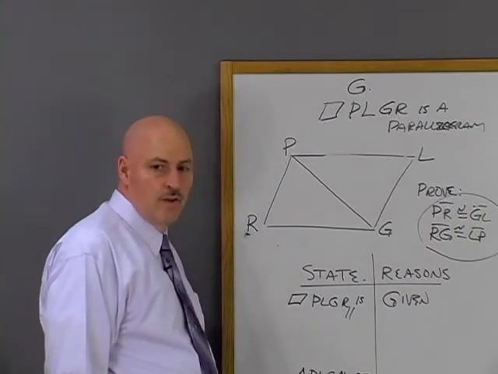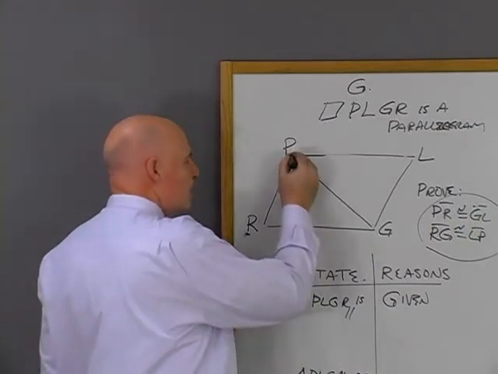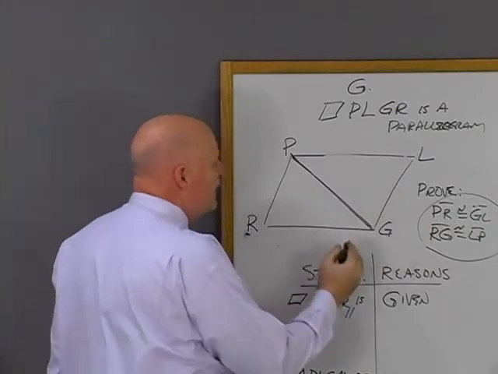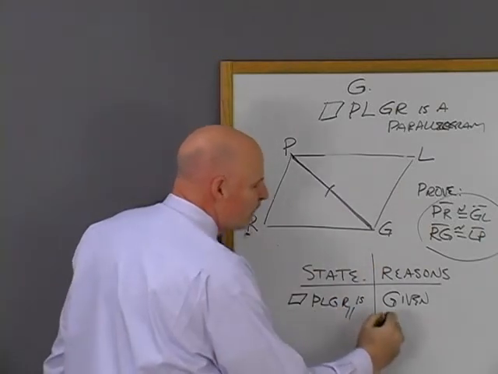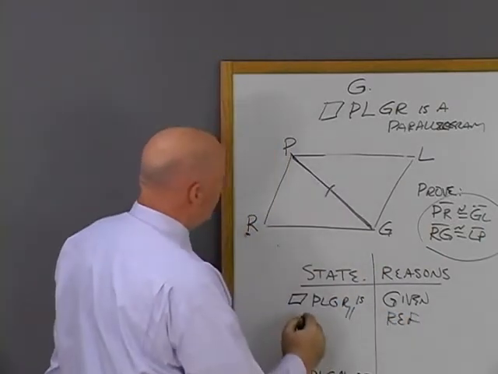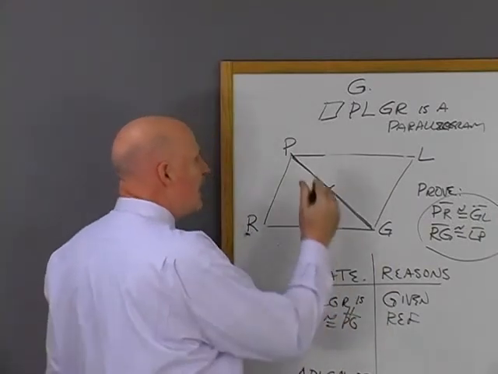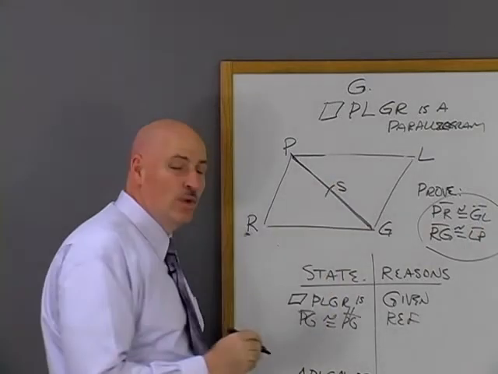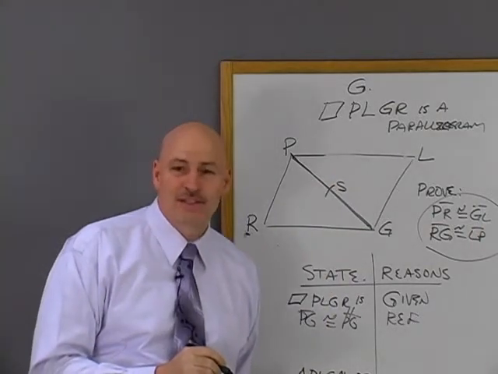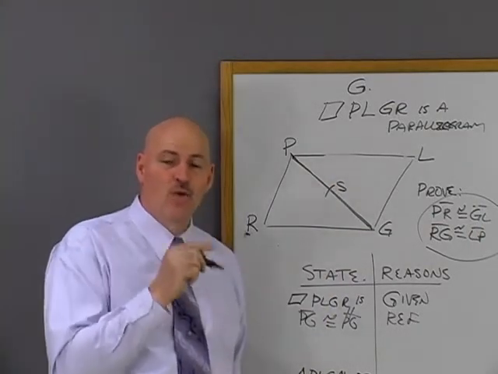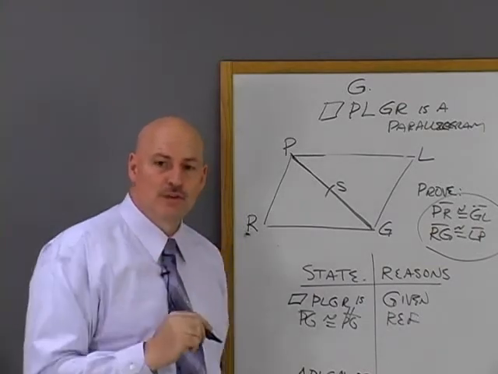Well, first of all, let's do the easy one. PG is congruent to PG because of reflexive. Remember that good one? So PG is congruent to itself. So now we've got a side. If we can just get 2 angles, we are all set, because then we can use angle, side, angle, or angle, angle, side. Which 2 angles?